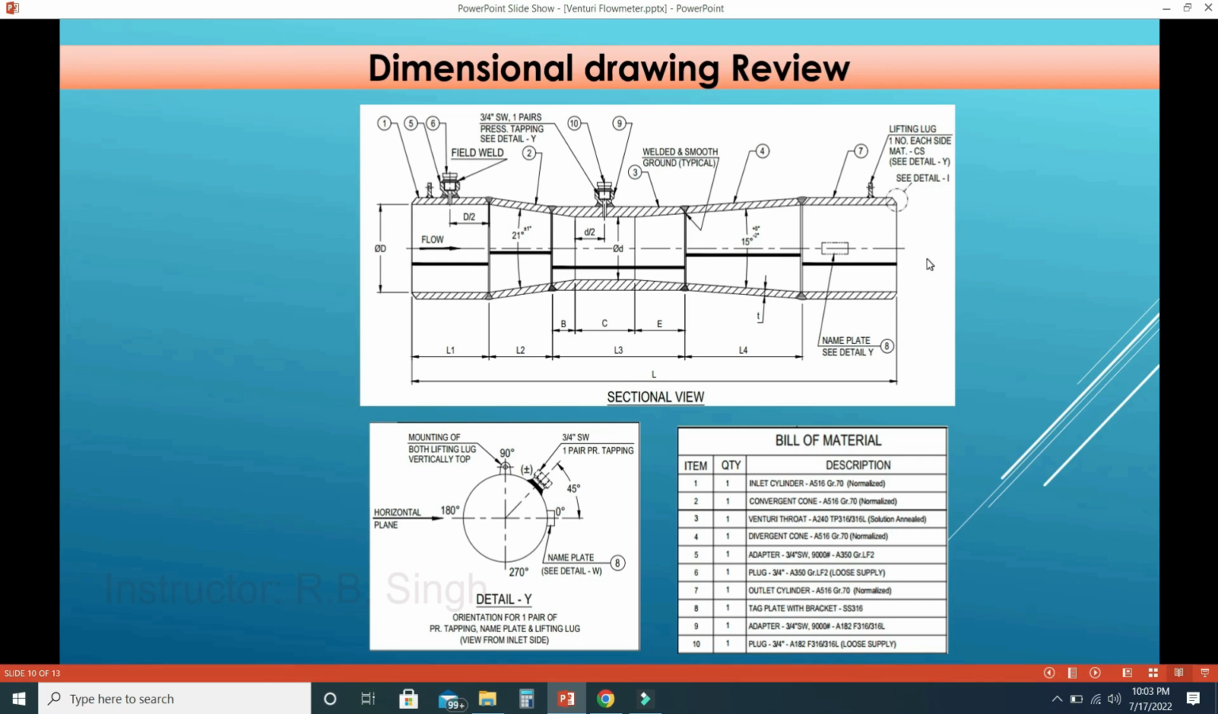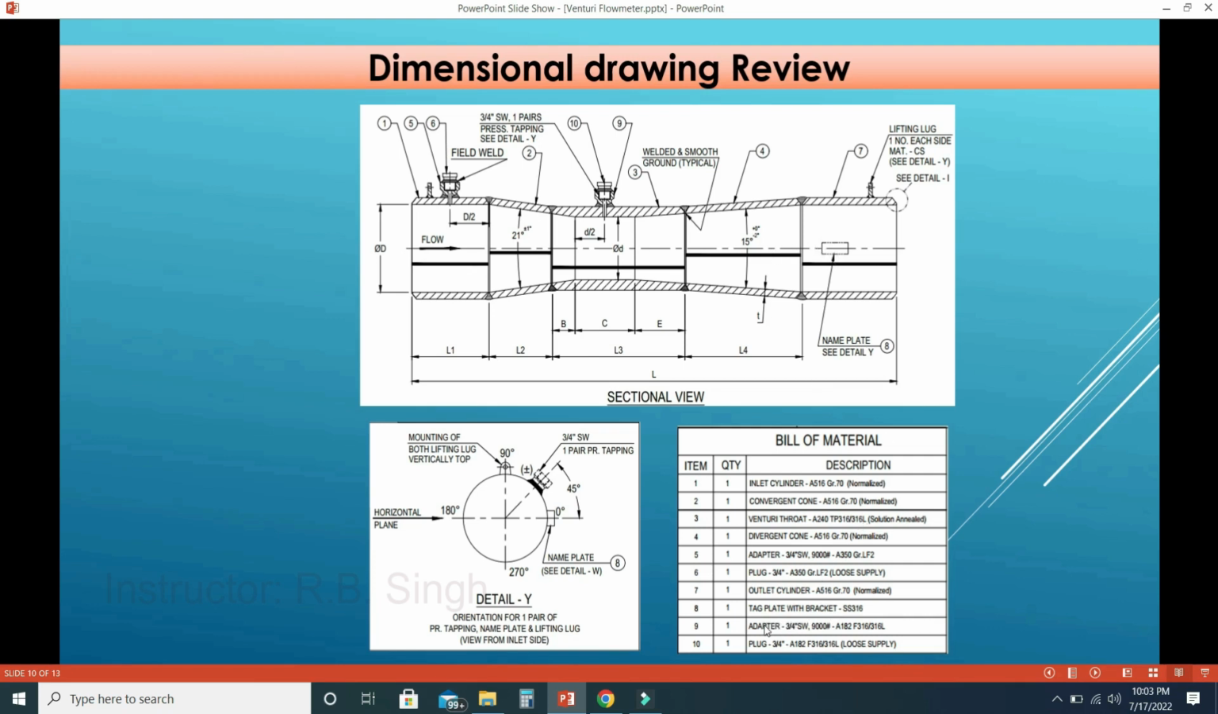So this information we need to check. Again, 6 number is tapping. So tapping with plug, you can see there is a plug provided. So 6 number is plug of 3 by 4 inch, and the material is A350 GRLF2, which is loose supplied. And 8 number is tag plate. This is the tag plate 8 number.